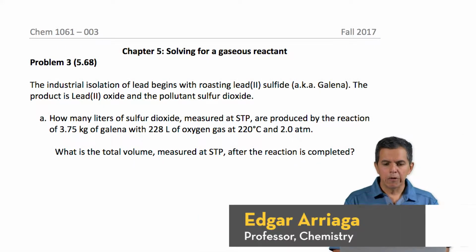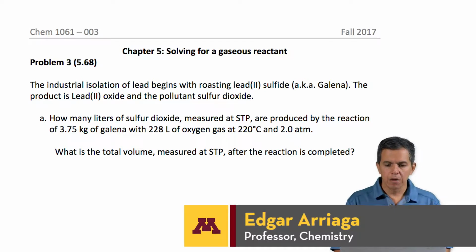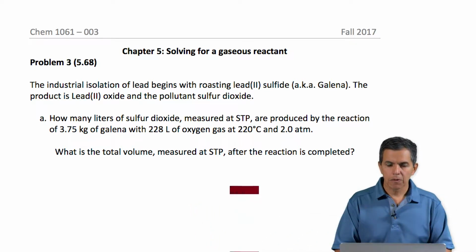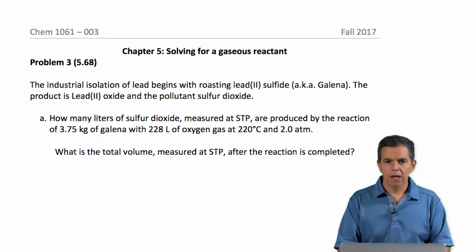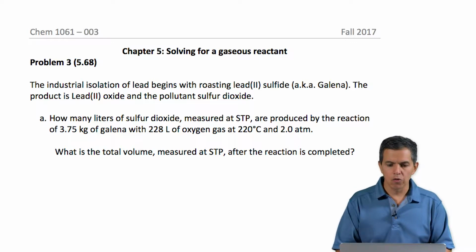This is an example of how to solve a problem dealing with gaseous reactants from Chapter 5 of our textbook. The problem deals with the isolation of lead that begins by roasting lead-2 sulfide, also known as galena, a process that occurs in many states in the US. The main product of this process is lead-2 oxide, which eventually will be turned into lead, and the production of a pollutant called sulfur dioxide.